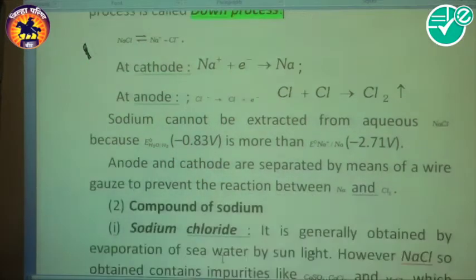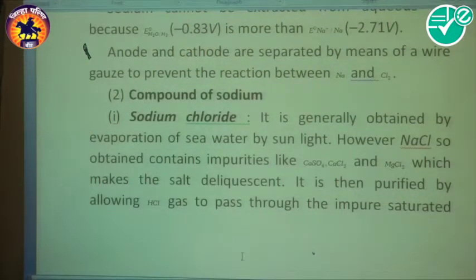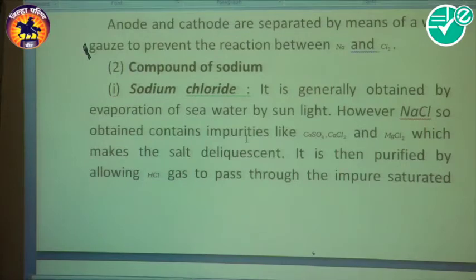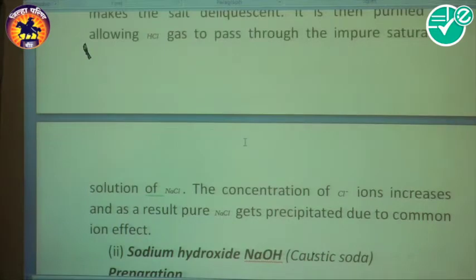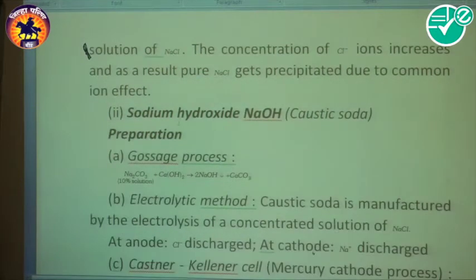Now come to the next, sodium chloride. Mostly we obtain sodium chloride from seawater, and it is not needed in too much detail.